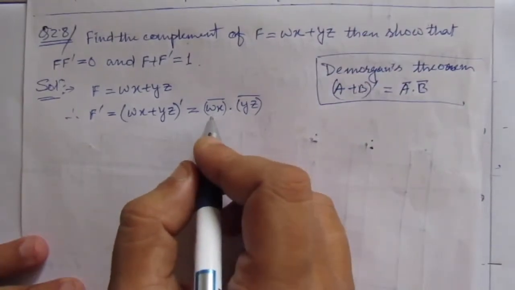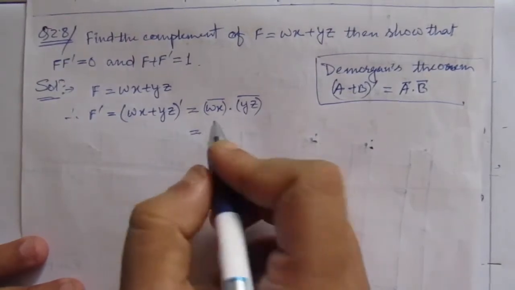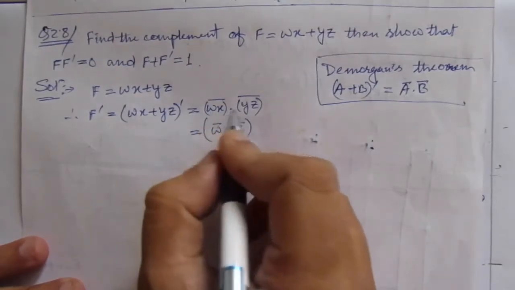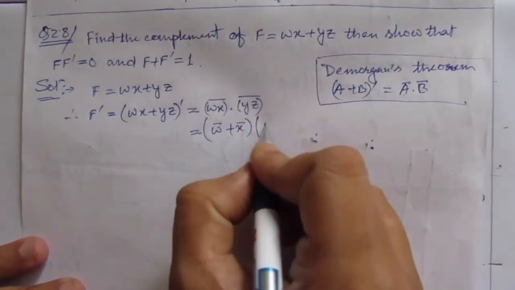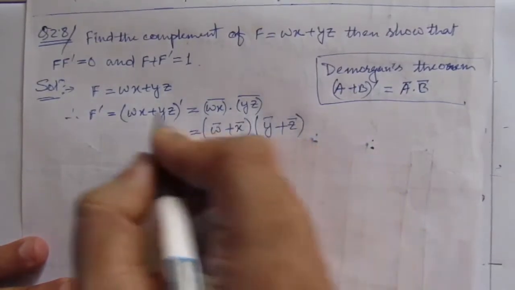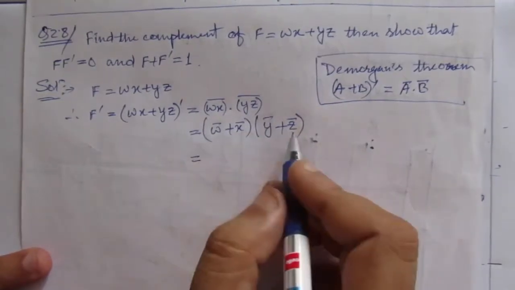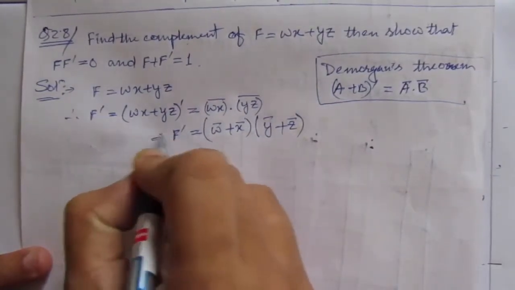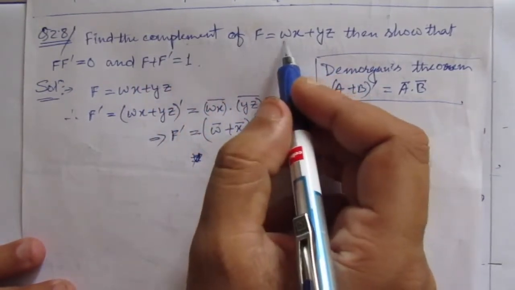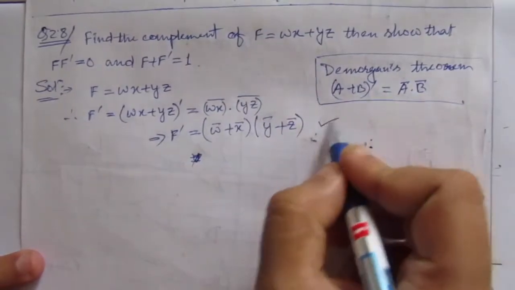Then again we can use De Morgan's theorem to simplify this expression. So we can write (W bar plus X bar) whole into (Y bar plus Z bar). This bar and this dash are the same, you need not be confused here. So this is the expression for F dash. The first part of the problem is completed, that is the complement of F equal to WX plus YZ is done.